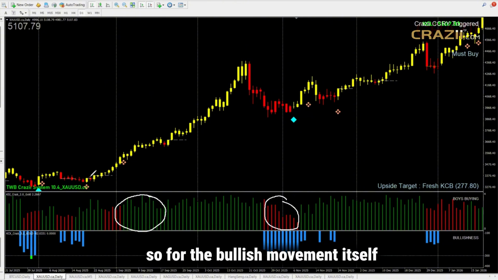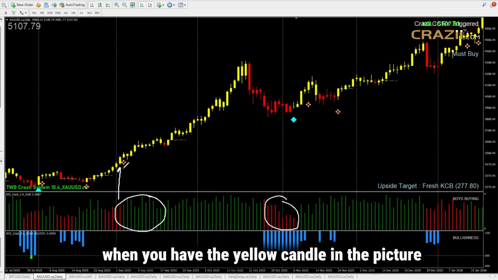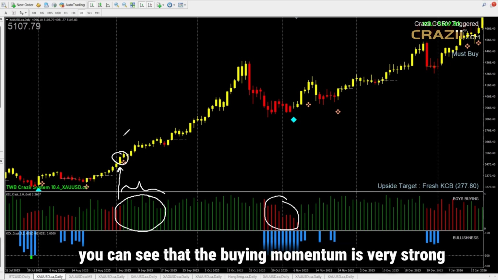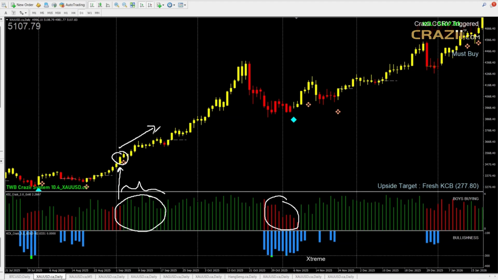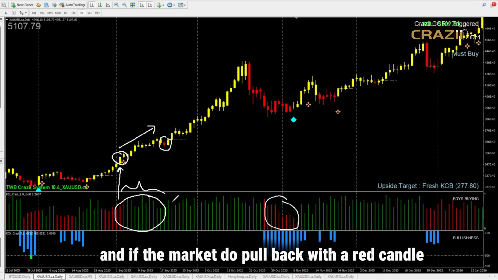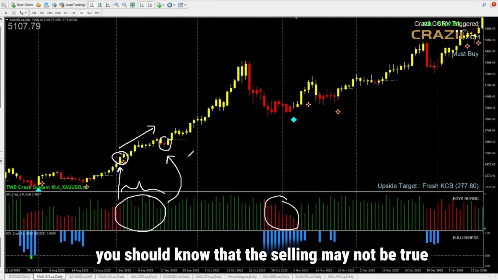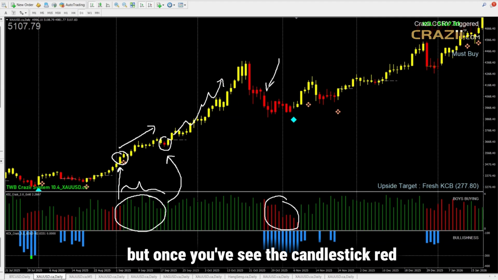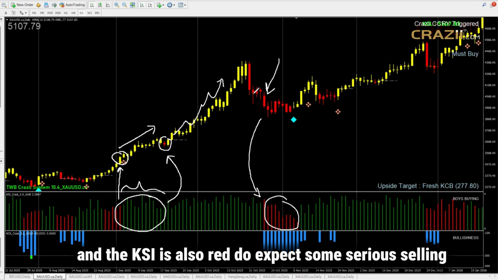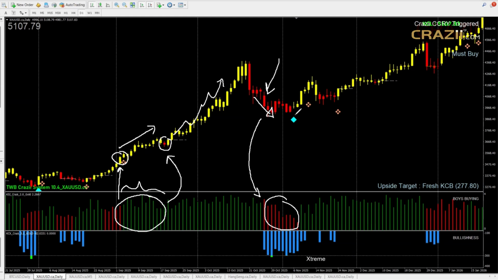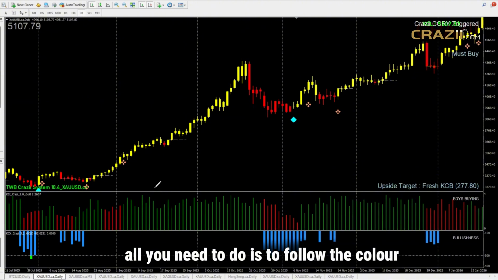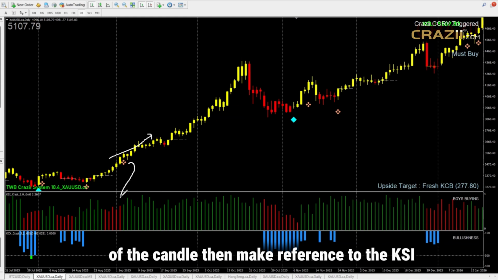So for the bullish movement itself, as you can see, when you have the yellow candle in the picture and the KSI is green, you can see that the buying momentum is very strong. And if the market does pull back with a red candle, with the KSI still green, you should know that the selling may not be true, or the selling may fizzle off later, as you can see from here. But once you see the candle turns red and the KSI is also red, do expect some serious selling. From here, you can see it's very simple. All you need to do is follow the color of the candle, then make reference to the KSI.